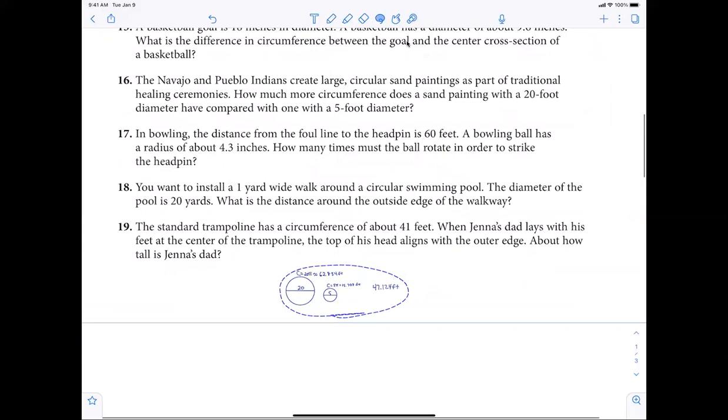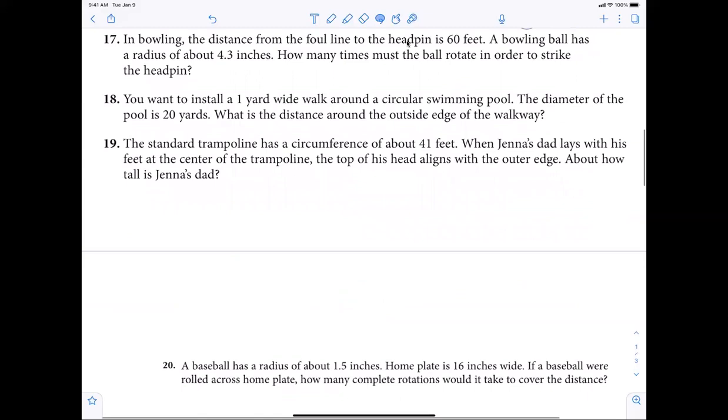All right. Trey, you get to read 18. Go ahead. You want to install a one yard wide wall around a circular pool. The diameter of the pool is 1 yard. What's the difference around the outside of the wall?